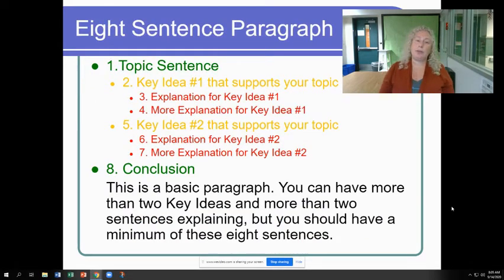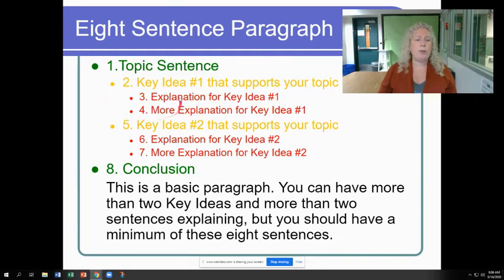In middle school, oftentimes you're taught the 5-sentence paragraph, which broken down would be your topic sentence, a key idea, at least 2 sentences explaining that key idea, and then a conclusion. In high school, we're ramping that up a little bit. A minimum paragraph in high school should be at least 8 sentences. You, of course, have your topic sentence. You need at least 2 key ideas to support that topic sentence. If you don't, then you don't have a very good topic. You need to reconsider your topic.